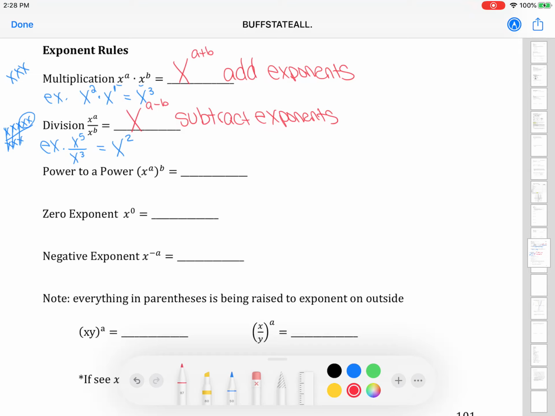Right, here are some new ones that we're getting into now. So a power to a power really just means an exponent to another exponent. Notice the a and the b are both up there as an exponent. It looks like there's parentheses between them, which generally means multiplication. If that helps you to remember the rule, you're going to multiply your exponents together. So this is going to be x to the a times b, or in other words, you multiply your exponents.